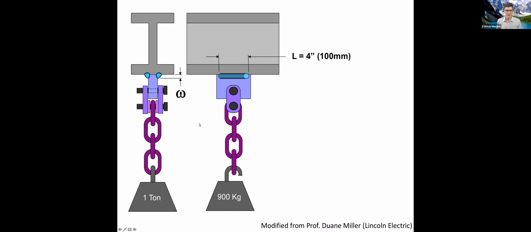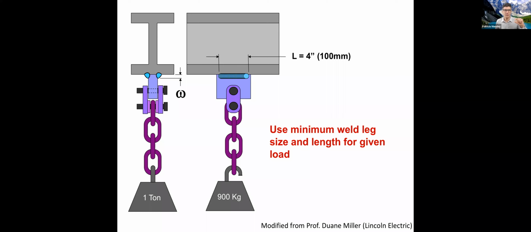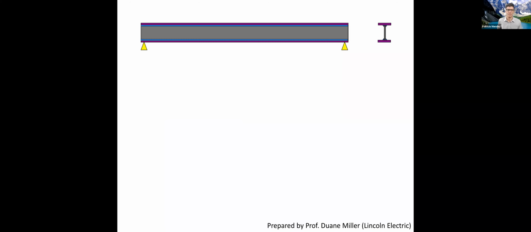Okay, so in this case, what we do is use the minimum, and there are two things we want: to use the minimum leg size, as small as possible, and the minimum length that I can have. I start by having the minimum leg, and then for that leg, what is the minimum length?